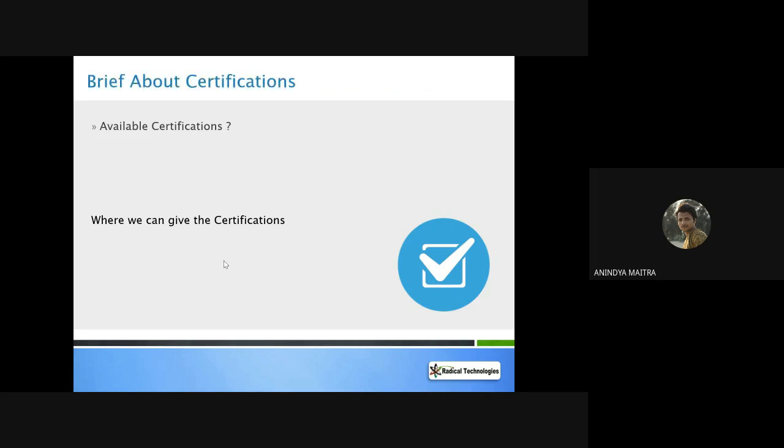And next, about certifications. Certifications are available, yes. Basic to advanced, everything is available in the market. And who accepts these certifications? Any organization, any major MNC accepts them. And some MNCs actually ask for certification before the interview.